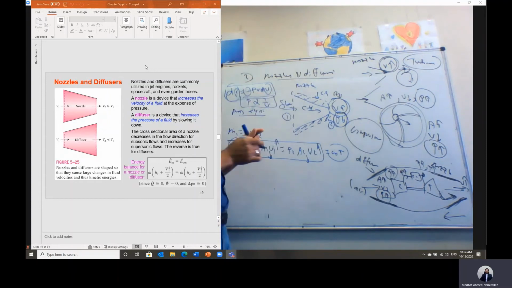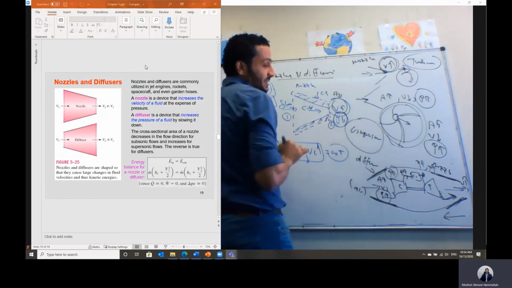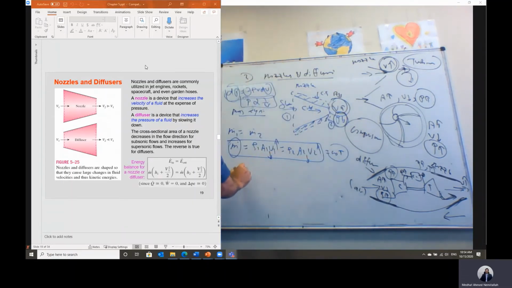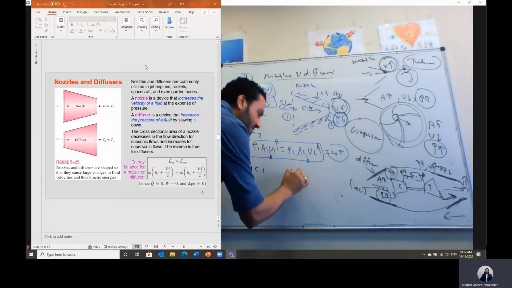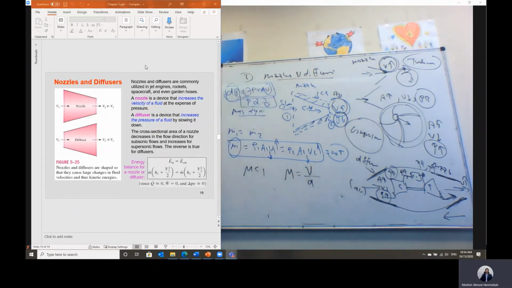When the area is reduced, you call this a convergent nozzle. And this only applies for subsonic flow, when the Mach number is less than 1. This is something additional. Mach number is the ratio between the velocity divided by the sonic speed, or the speed of sound. Okay?